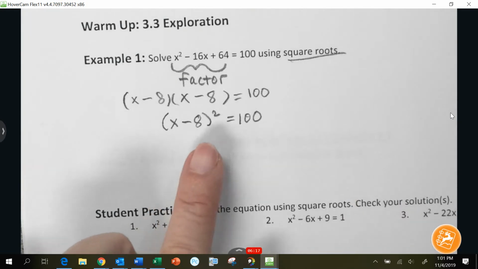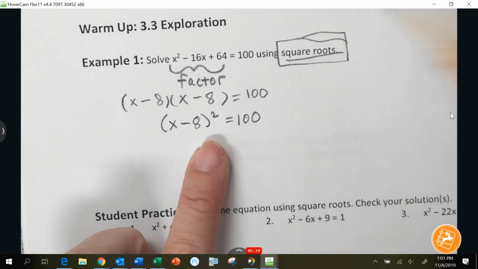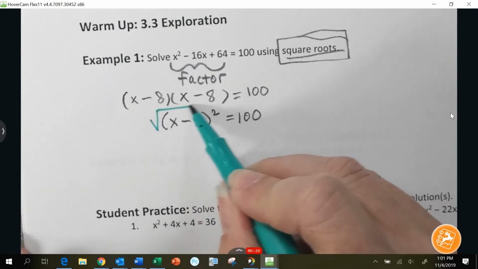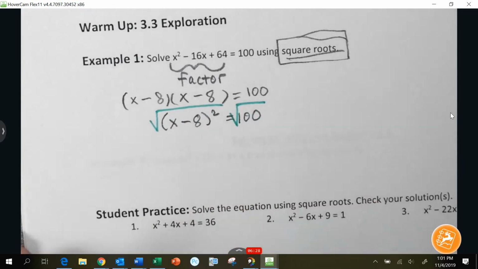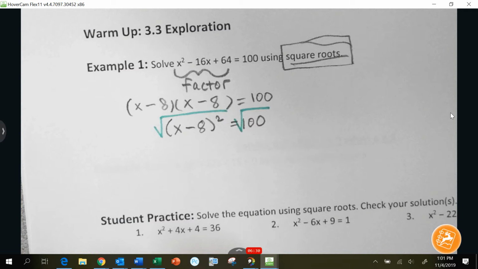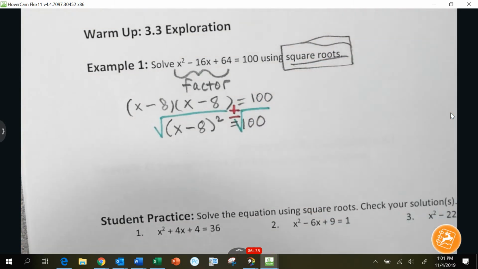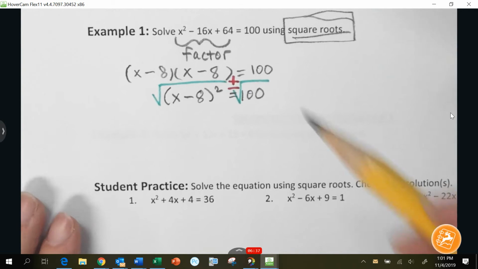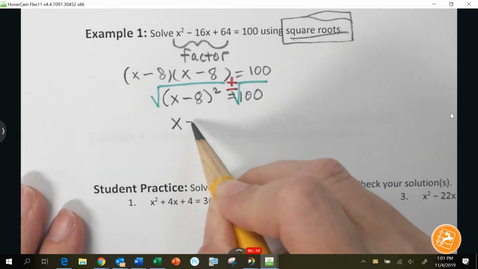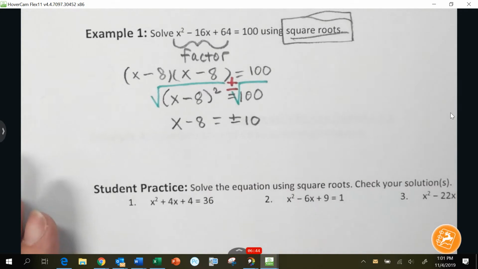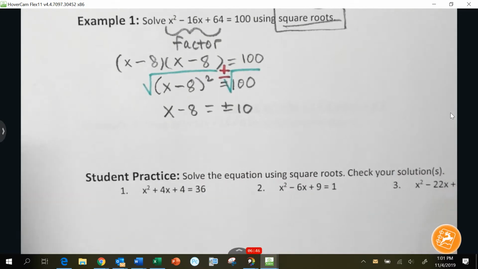Now, how can I solve it using square roots once I got here? What should I do? If I square root both sides, what also do I need to do? I need to have a plus or minus. So I square rooted both sides. I put in a plus minus. I now have x minus 8 equals plus minus 10. What should I do next? Add 8.